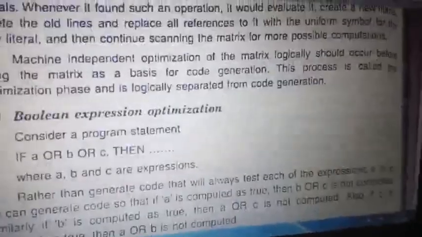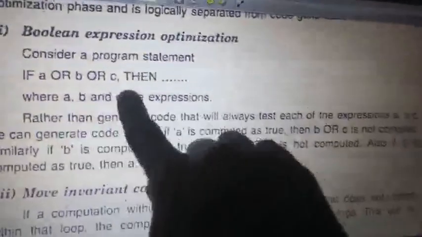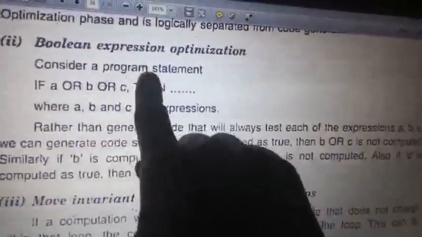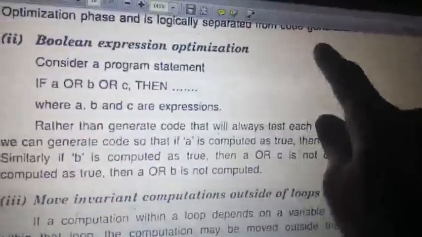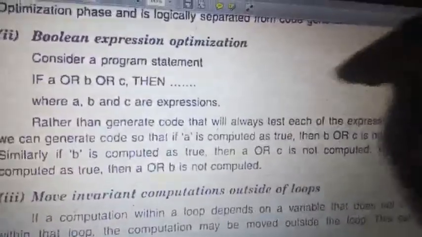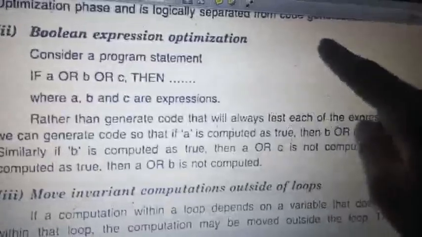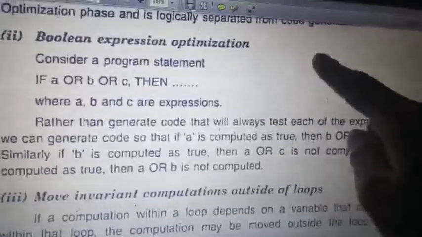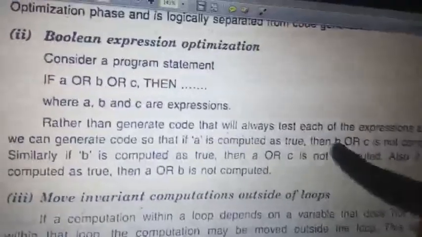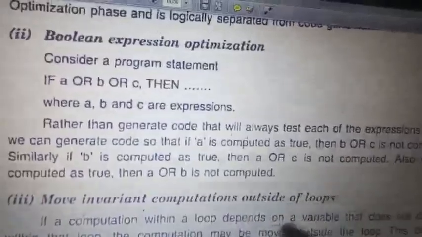The third type is Boolean expression optimization. It means, for example, you are checking three numbers to find which is the biggest. If A is greater than B, then A is greater. Then again, if A is greater than C, then A is greater. Then if B is greater than C, then B is greater.